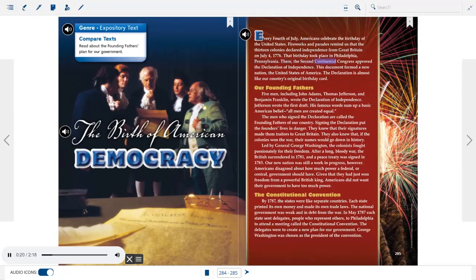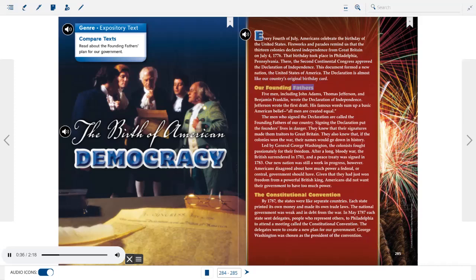There, the Second Continental Congress approved the Declaration of Independence. This document formed a new nation, the United States of America. The Declaration is almost like our country's original birthday card.